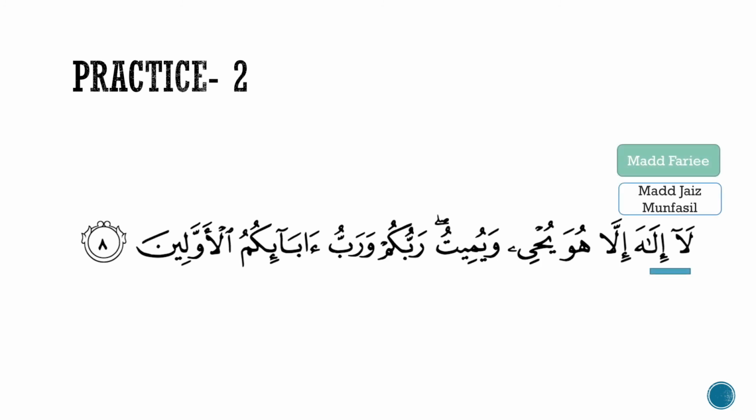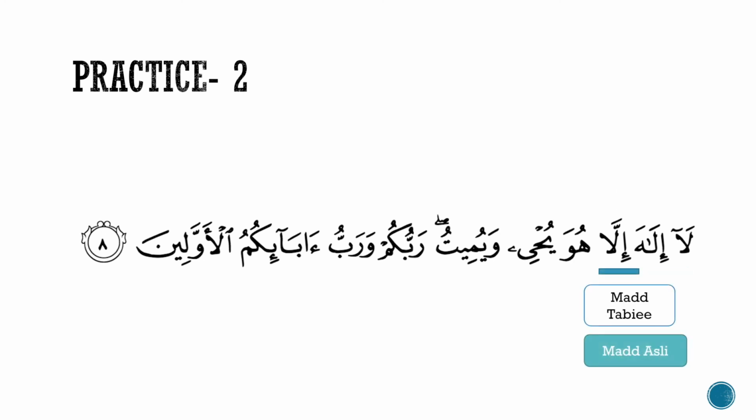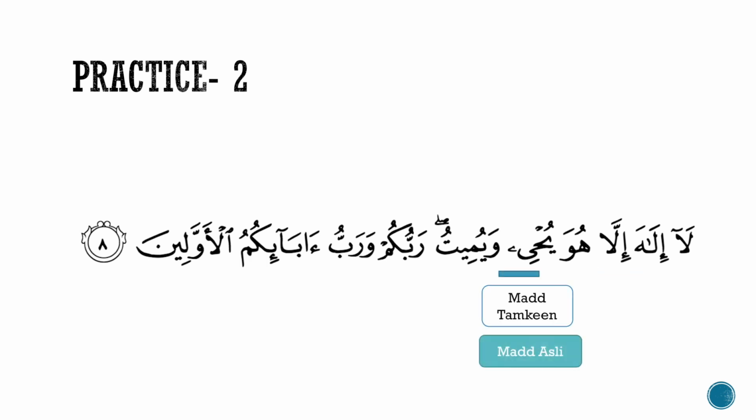Example 2. La on this word is mad jaiz munfasil, as the hamza is in the following word, and it will apply from the secondary mad fari'i. Illa, the la is from mad tabi'i, from the mad asli branch, where we will stretch for 2 counts. Yuhyi is mad tamkeen. The yi is mad tamkeen. We will stretch for 2 counts. It is one of the branches of mad asli.